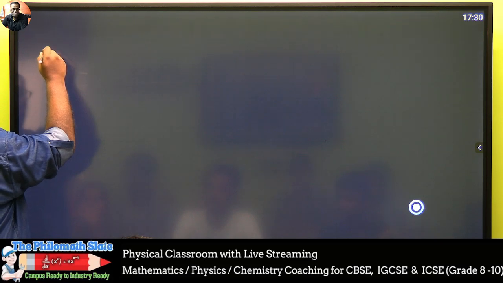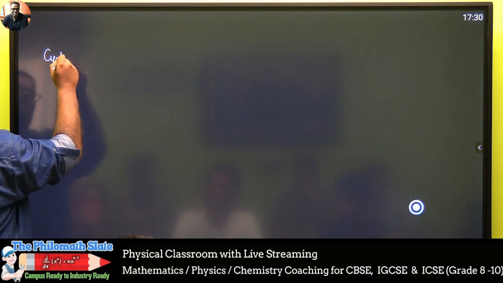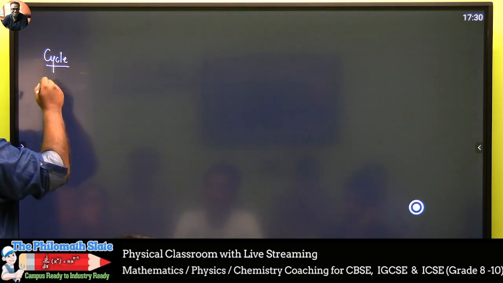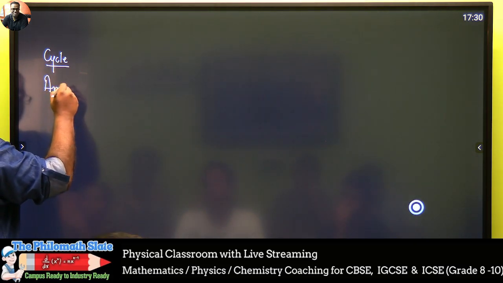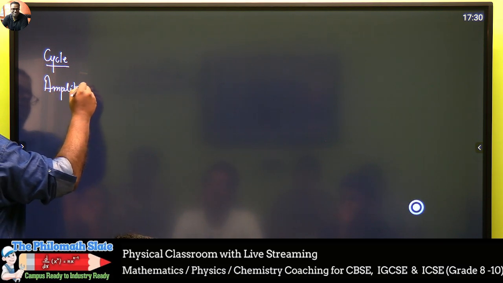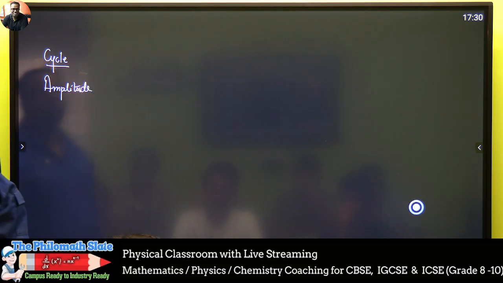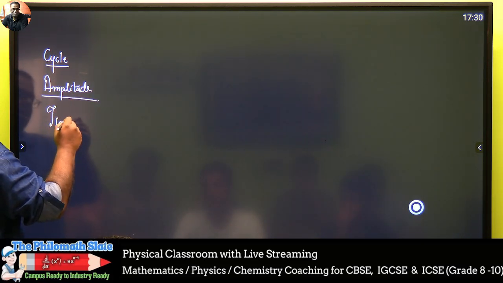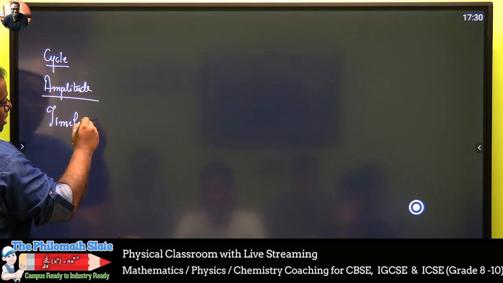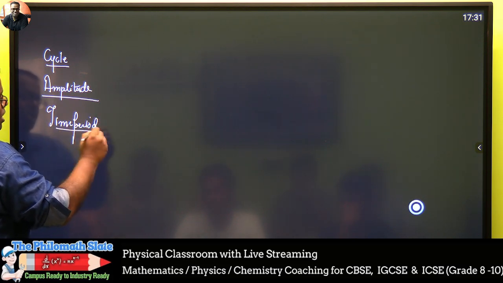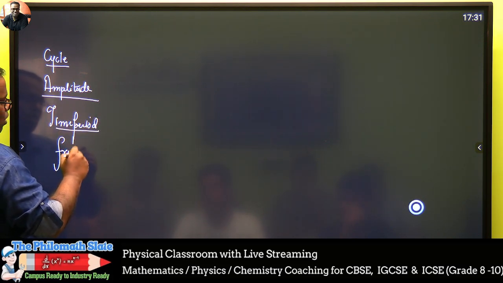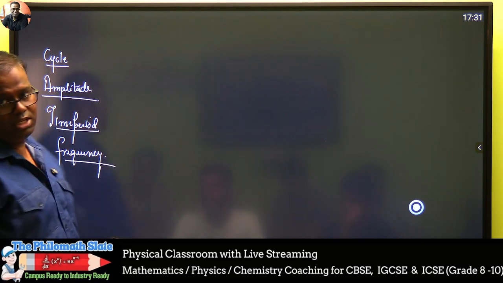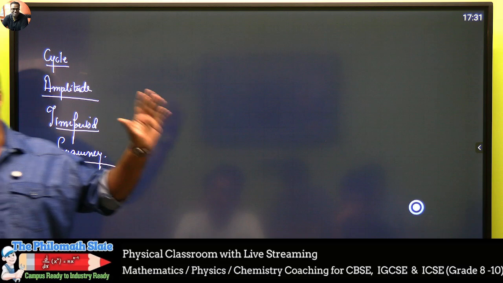So we spoke about what we mean by a cycle. A cycle is one complete to and one complete fro. Then we spoke about something called amplitude, the maximum displacement from the central position to either the left or the right, called the extreme position. Then we spoke about time period, the time taken to complete one cycle or one oscillation. Then we spoke about frequency. Frequency was all about how many oscillations in 1 second. Okay, we had read this.